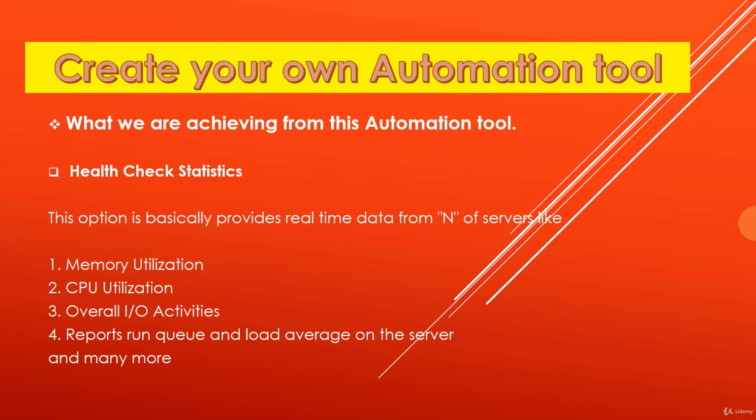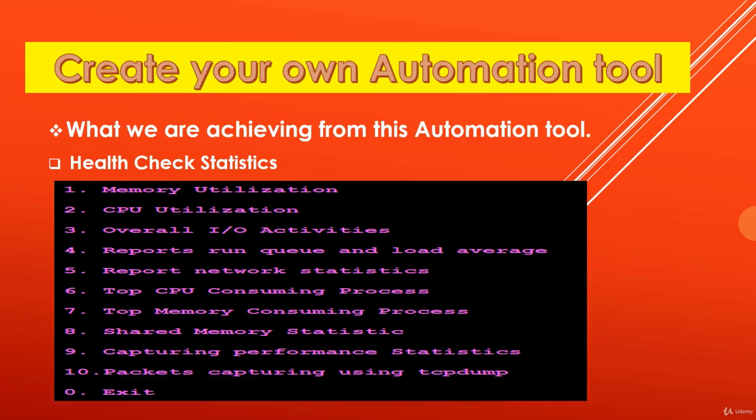Suppose we got a requirement on 100 servers, or maybe more, where we have to find the current memory utilization. So you can use that option, memory utilization, CPU utilization. And suppose some performance issues are going on in some servers, and the user doesn't know the exact command for that, so he or she can use that option to get the desired output.